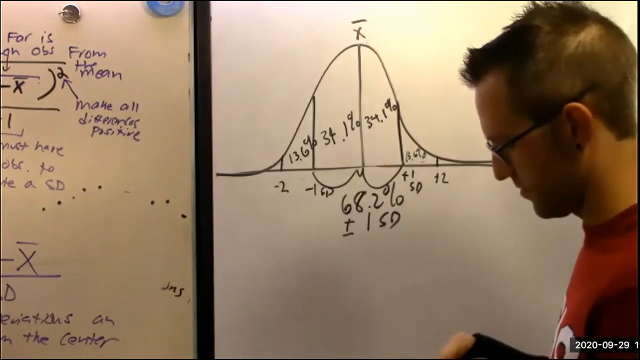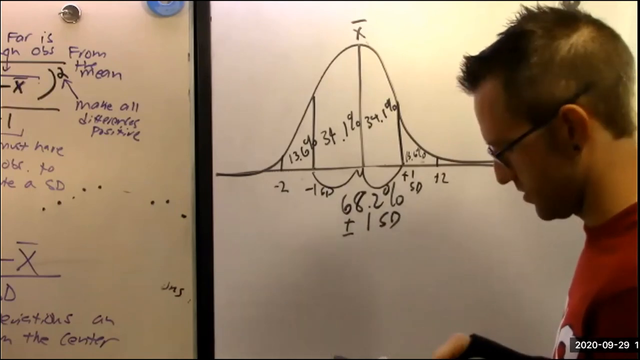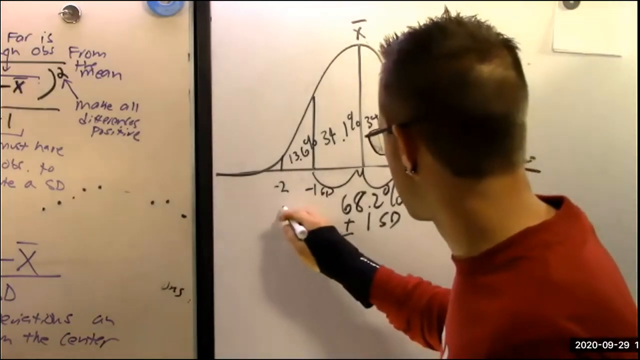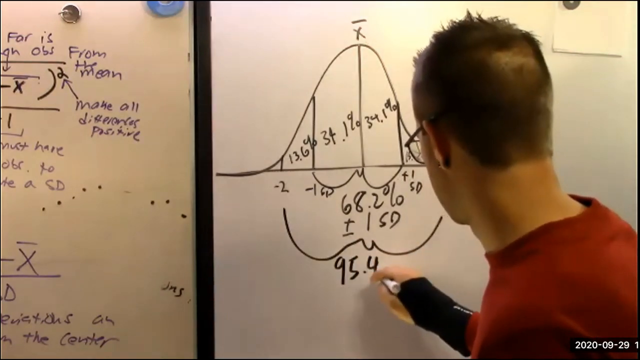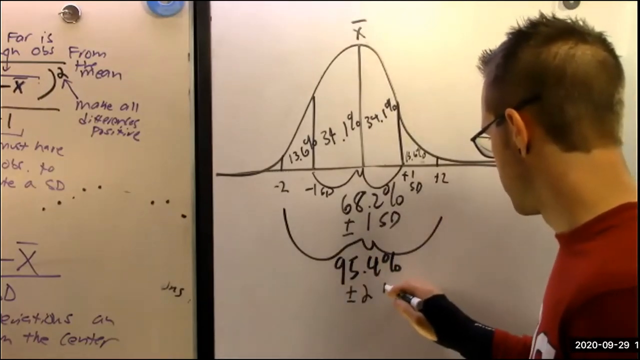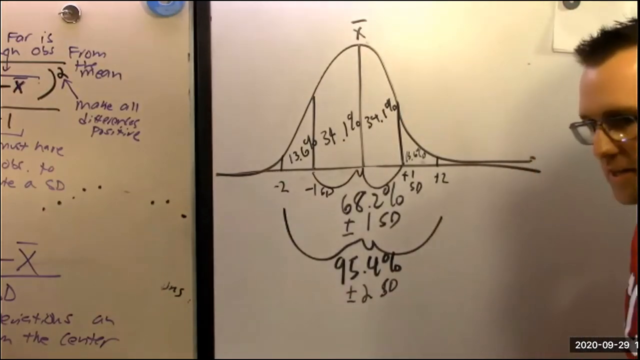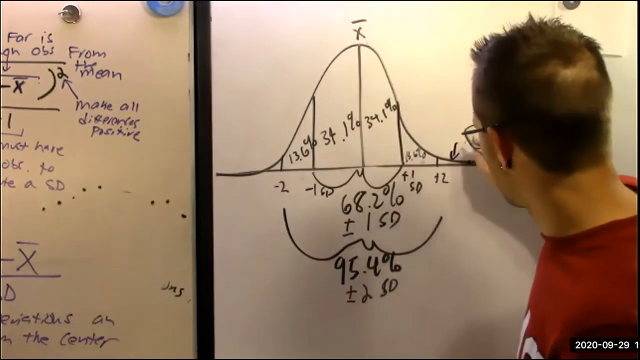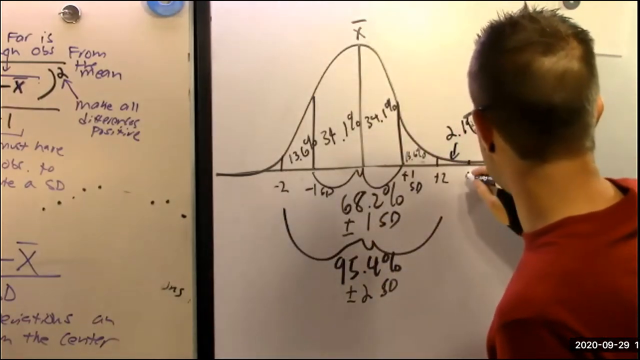So together, we have 34.1 times 2 plus 13.6 plus 13.6, which is 95.4 percent of all observations plus or minus 2 standard deviations from the mean in normally distributed data. And only 2.1% fall on either side between 2 and 3.